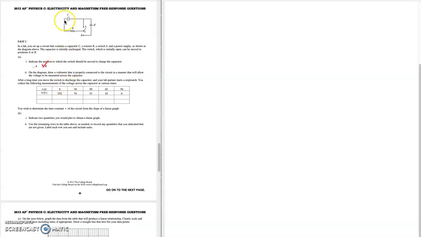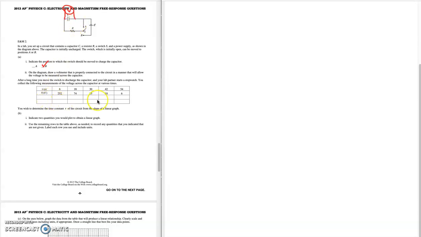And then what we want to do is measure the voltage of the capacitor. So we need to connect a voltmeter to opposite sides of the capacitor. So one lead from the voltmeter should be to the left of the capacitor, and then another lead should be to the right of the capacitor.